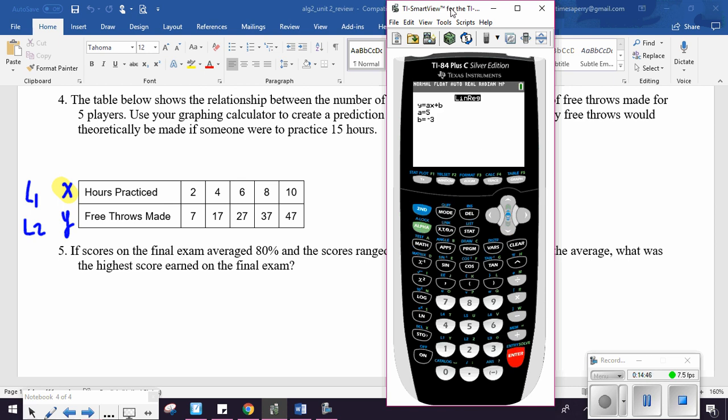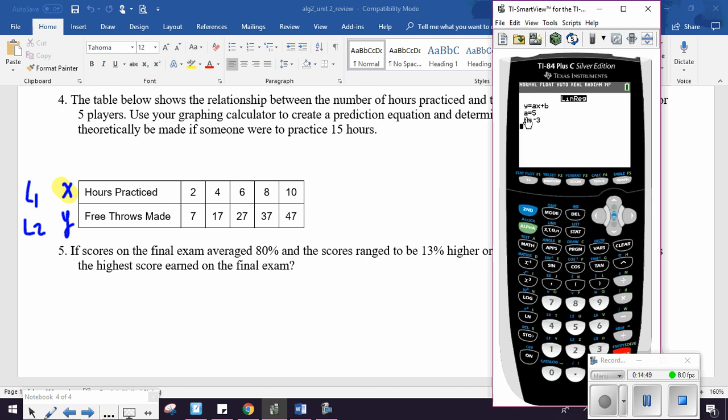So our equation, the value for A is 5, so that's our slope. The value for B is negative 3. That's our y-intercept. So we would write the equation as y is equal to 5x minus 3. If b is negative, just put minus the value. Don't put plus negative. So this is our equation.